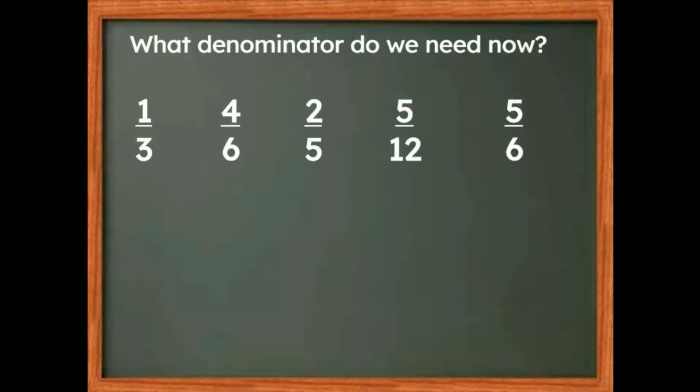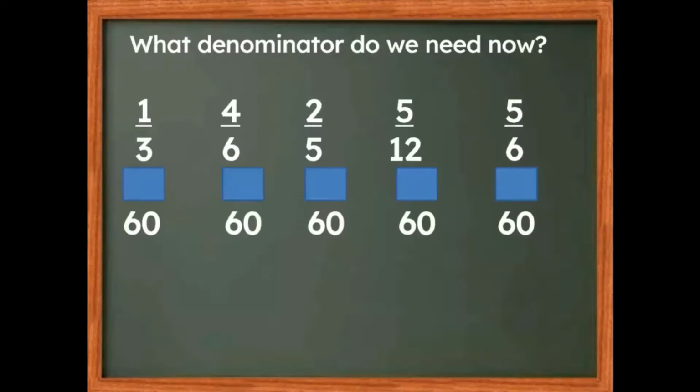So what denominator do we need now? Something in the 3, 6, 5 and 12 times table is 60.